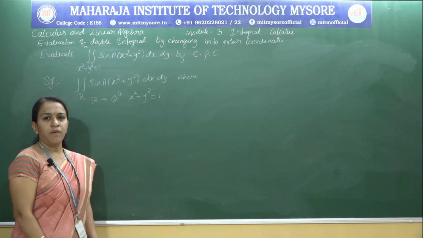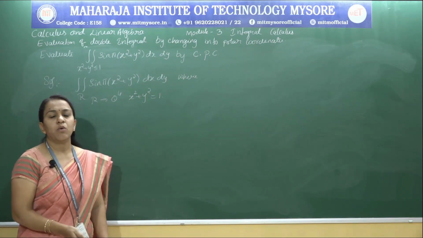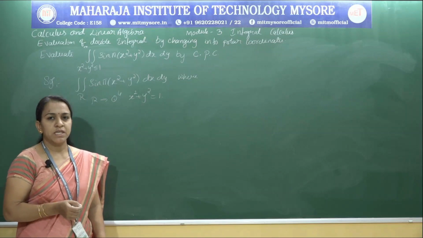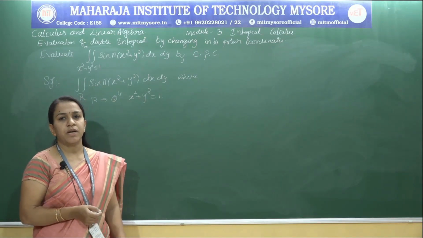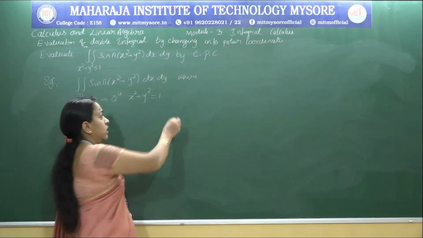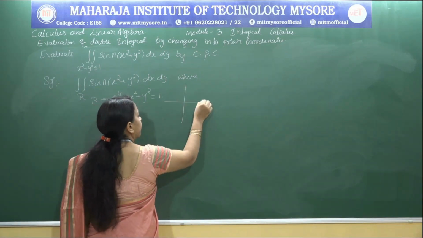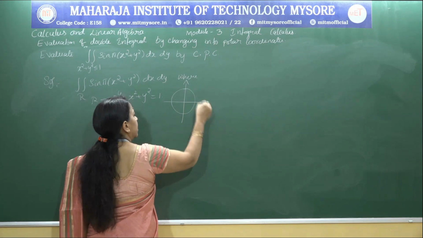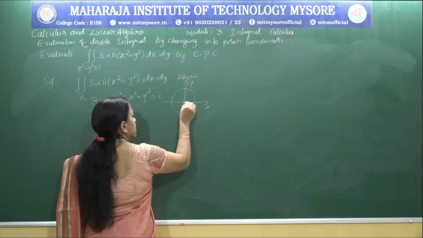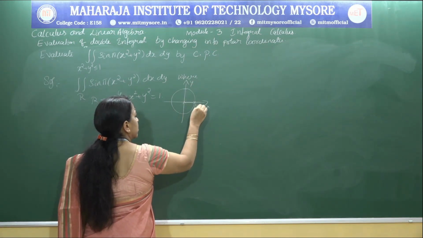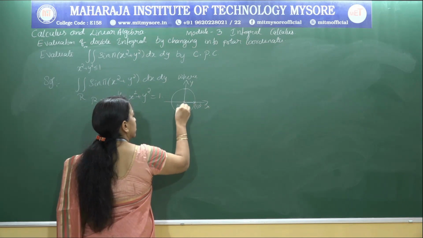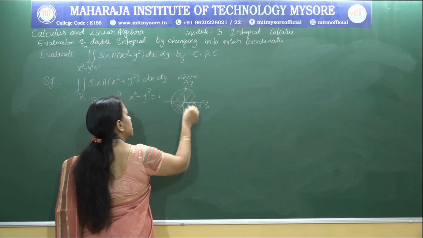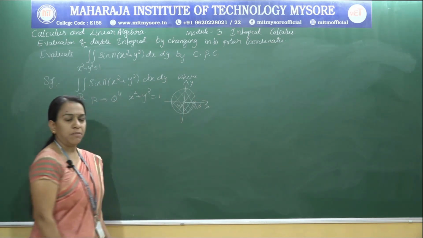So we are supposed to evaluate the given double integral over the circle x square plus y square equal to 1. That means a circle with center at origin and radius equal to 1 unit. So that will be like this. So we are supposed to evaluate the given double integral over this. So we have to evaluate over the whole circle because we don't have any other limit.